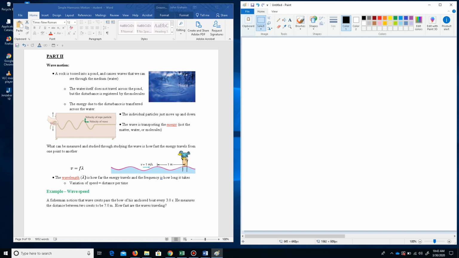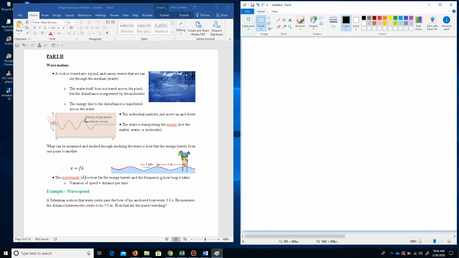So if we think about it, if we throw a rock into a pond, we see this ripple effect. I'm sure we all have done this. And what we're going to look at is the water itself is what we'll call the medium. Waves sometimes will move through different materials or different mediums, and some waves will move through no medium whatsoever.